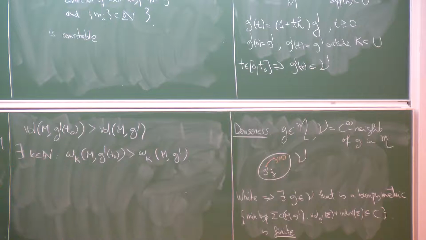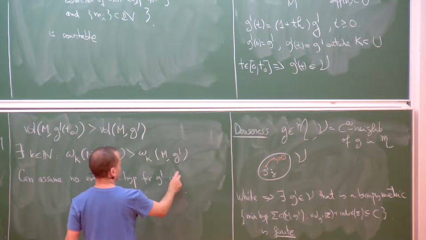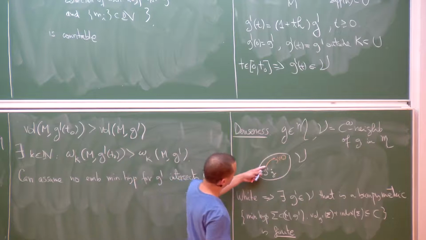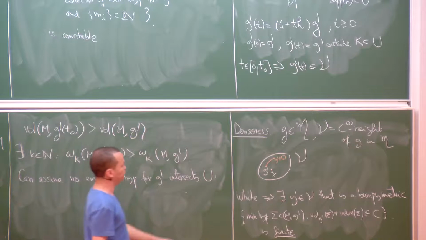So now here's what you do. First of all, one can assume that no embedded minimal hypersurface for G prime intersects U. Okay, no minimal surface for G prime intersects U. Why? Well, because if there is one that intersects U, we are done. G prime was going to belong to M sub U. Okay, so we can assume that every minimal surface for G prime is sitting outside U.